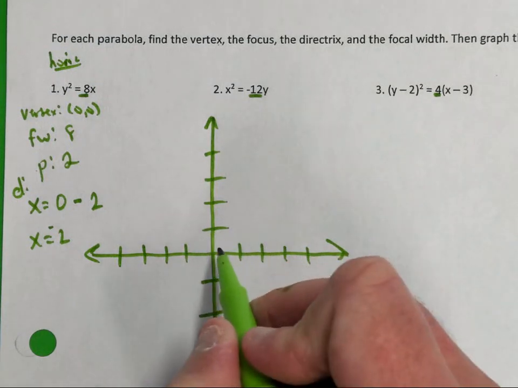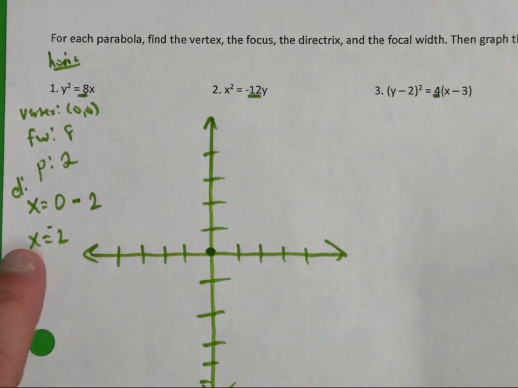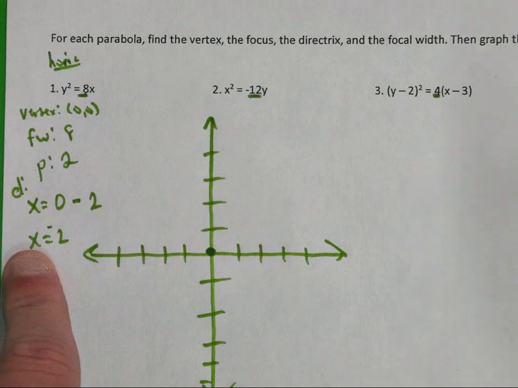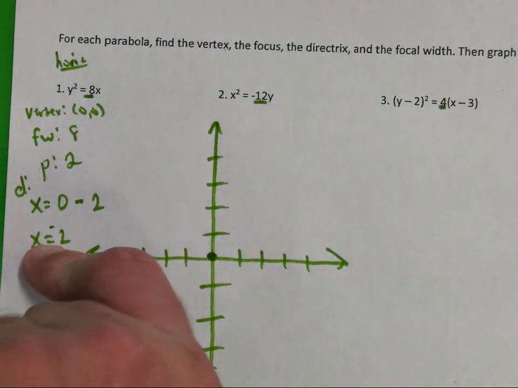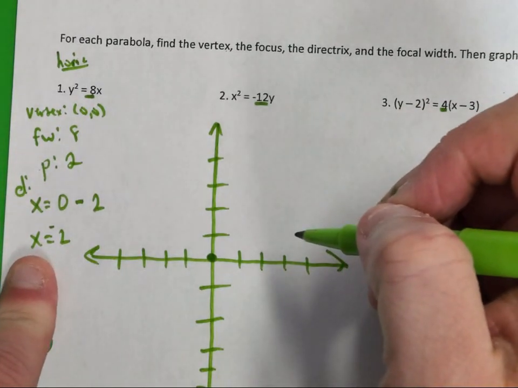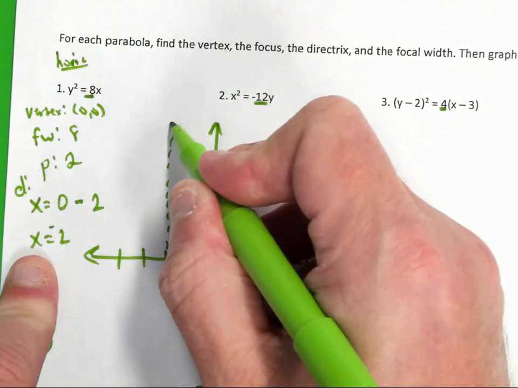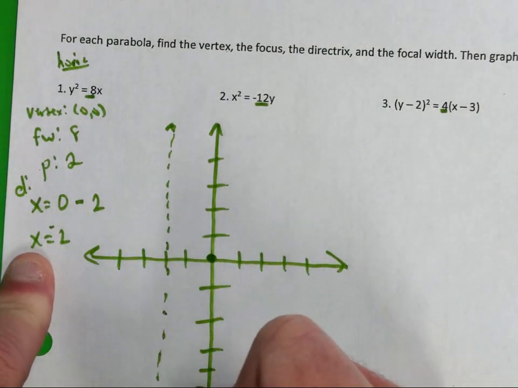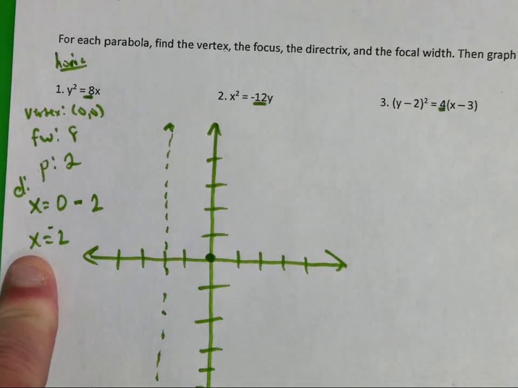My vertex is 0, 0. I always graph my vertex first. Then your directrix. Your directrix is x equals -2. That's the equation of that fixed line. If I have x equals some number, would that be a vertical or horizontal line? It's vertical. It's opposite of what you think. So right there is x equals -2. That's my directrix. That's that fixed line.